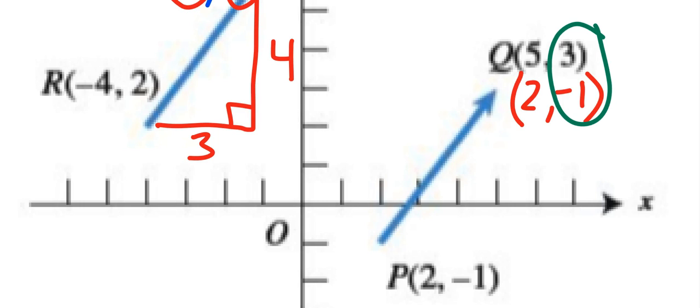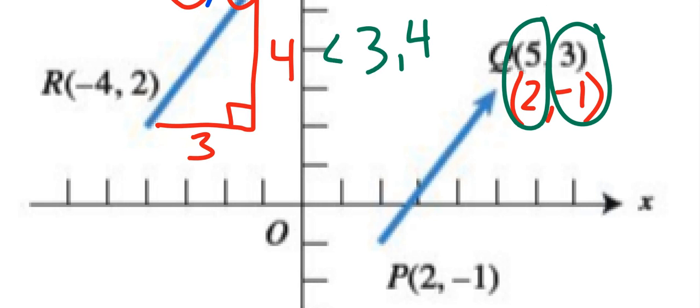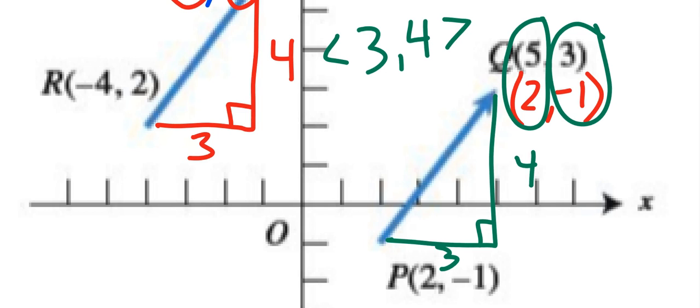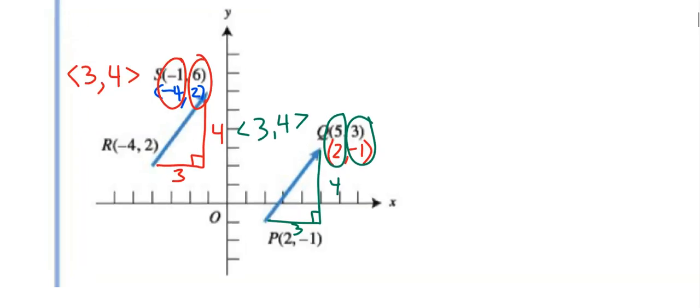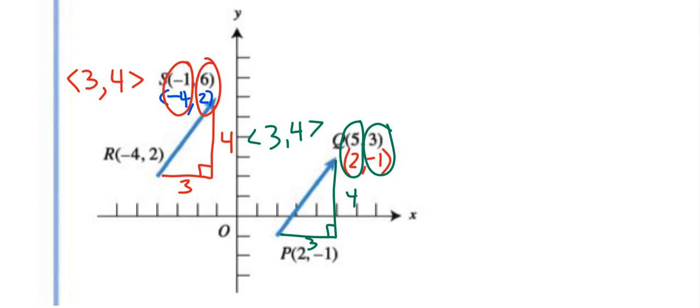So what's 3 minus -1? Ooh, 4. Looking good so far. How about 5 minus 2? 3. Hey, we got a winner, right? Because we got a component form of 3 and 4. Okay, nice. Okay, so those vectors are the same.